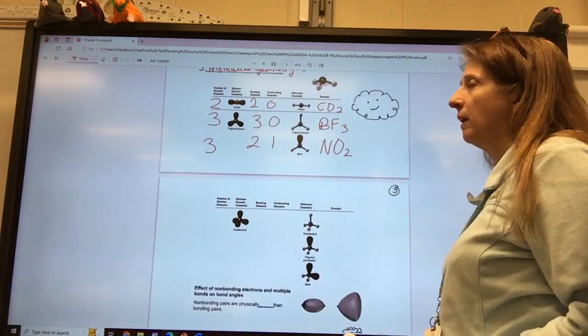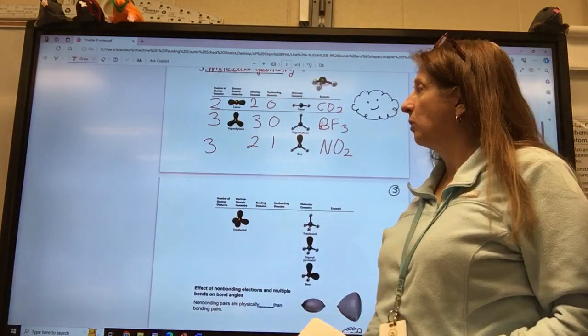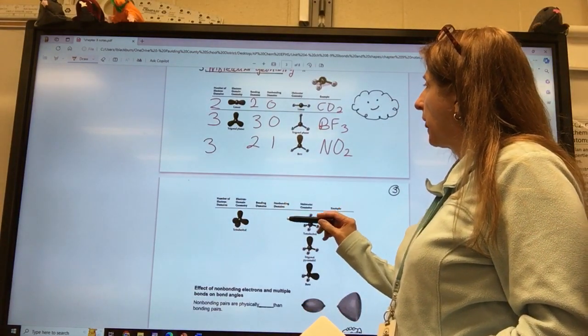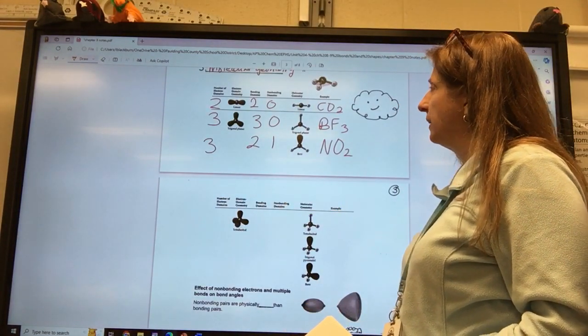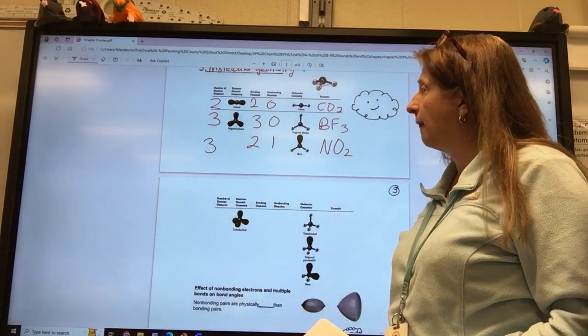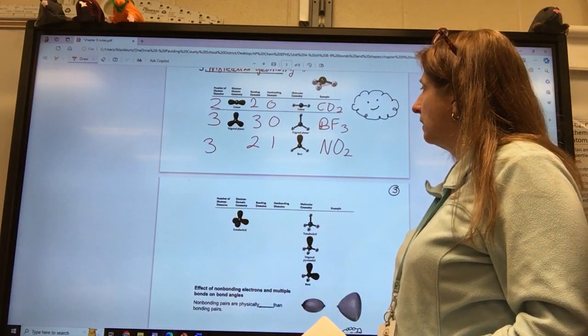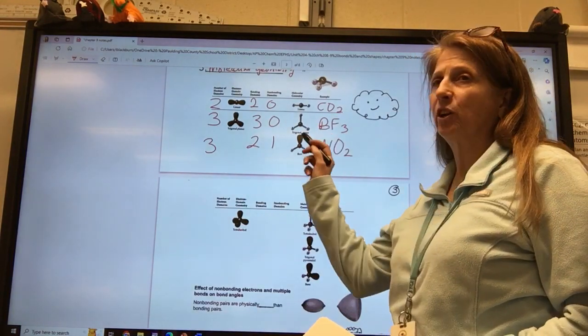Why does that one bond differently? Why do things bond differently? Like, one of them didn't bond. Why does it have an unshared pair?